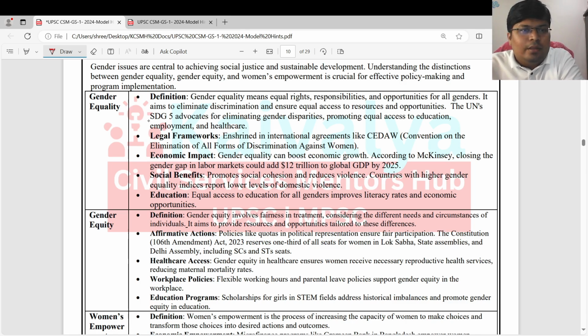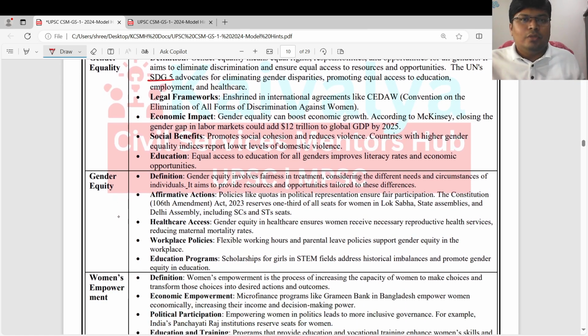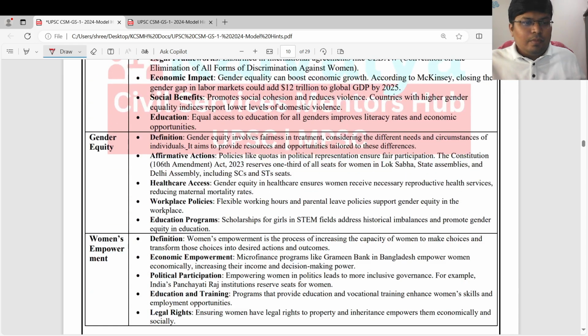Then you can put SDG 5, its legal framework, economic impact, social benefits, and education. So you can diversify your concept or your points. Then gender equity means the fair treatment according to the needs of the different genders; the opportunities should be provided. And women's empowerment, the provision of choices. Equity involves fairness in treatment, considering the different needs and circumstances of individuals.